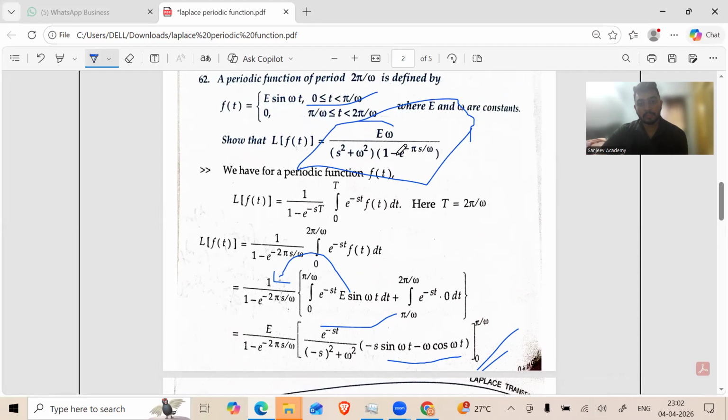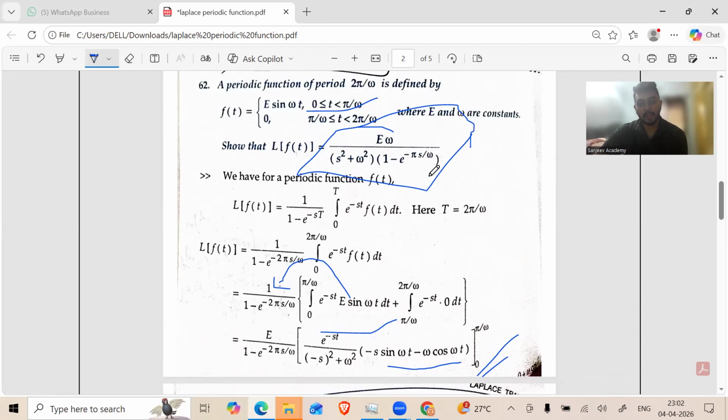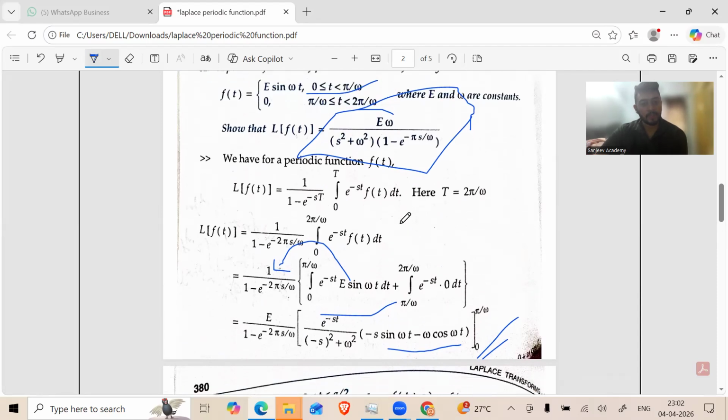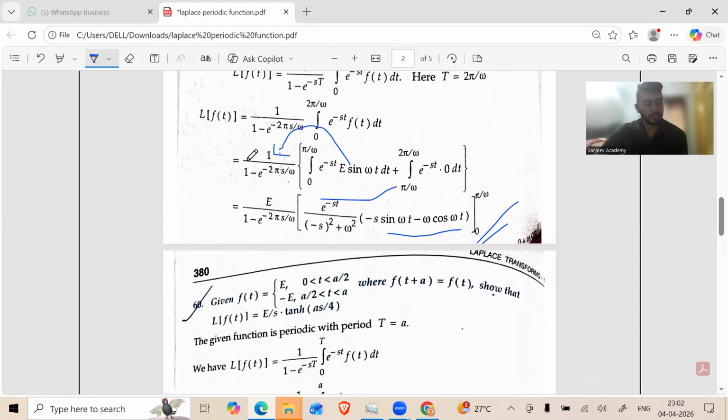You won't be able to remember this big formula, so just learn this answer by heart, and after this step write it down. That's all. This question also can come in the exam. Okay, so that's all in this. Thank you.